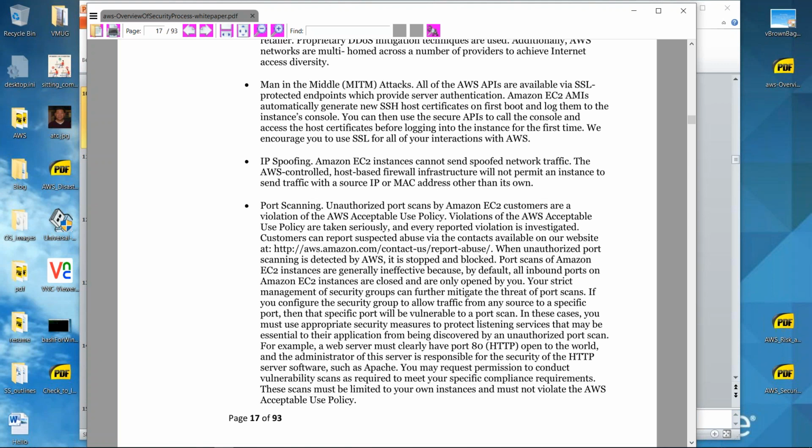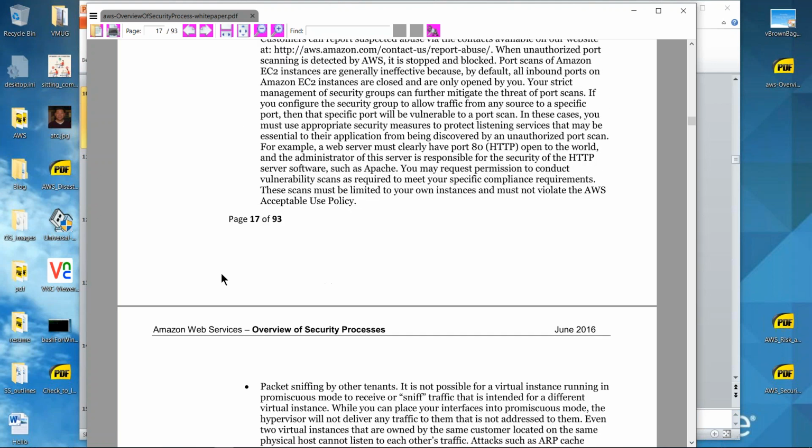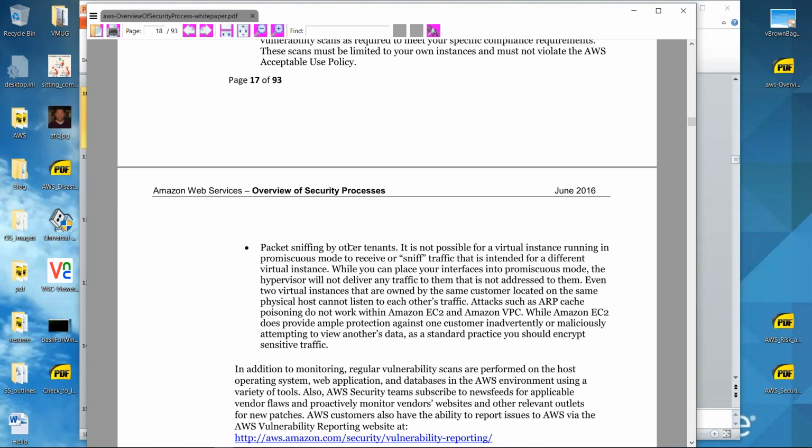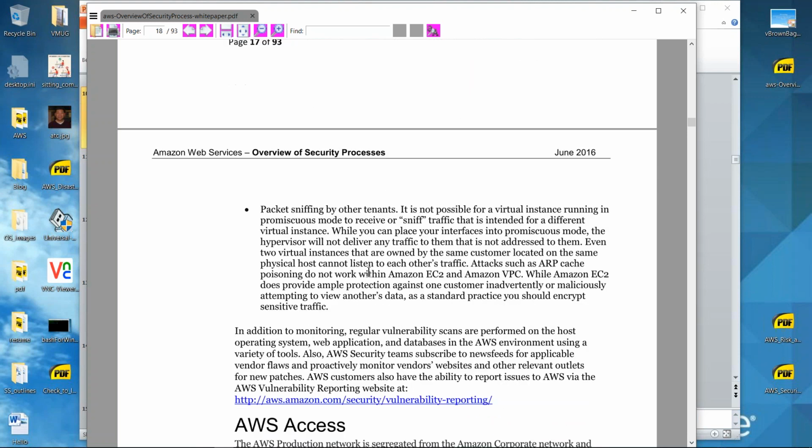At work, we don't necessarily fire up Nmap or Metasploit to scan the production network. This is not a good practice, and you may get in trouble with that even though it is with your own company. So we need to make sure we understand that for port scanning, if we do any pen tests on our resources, we need to get written approval beforehand, before we can proceed. And also let's talk about how it prevents packet sniffing with other tenants, because this is for isolation.